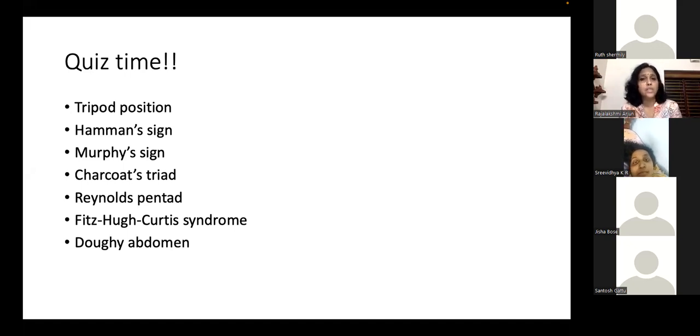Fitz-Hugh-Curtis syndrome is seen in gonococcal infection presenting as abdominal pain, right upper quadrant pain, and classical of perihepatitis, and the doughy abdomen, classical of TB peritonitis. So there are several other syndromes and signs. And I think I have not done justice to the topic, but there are plenty to discuss as well.